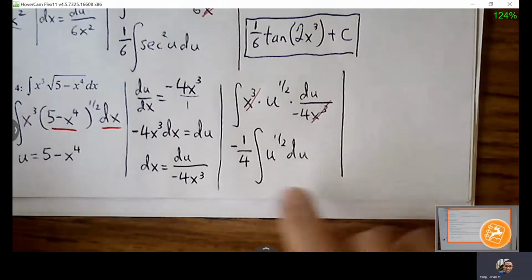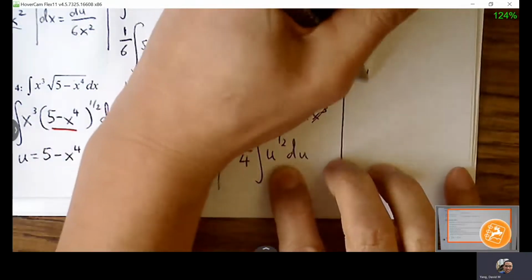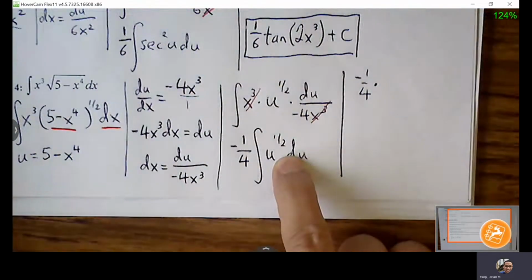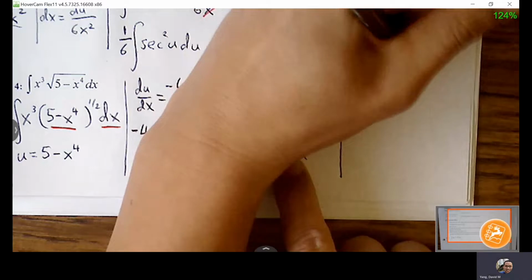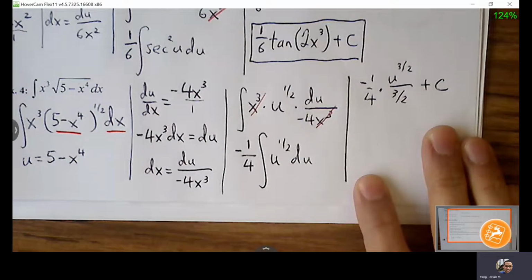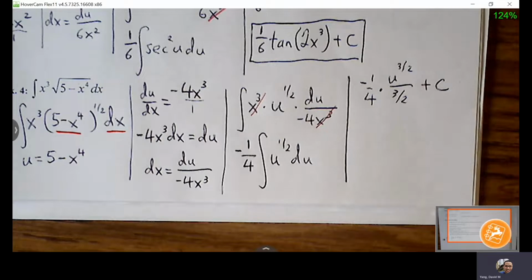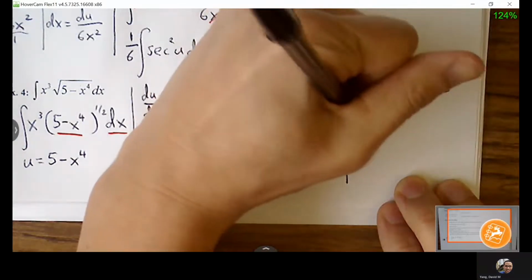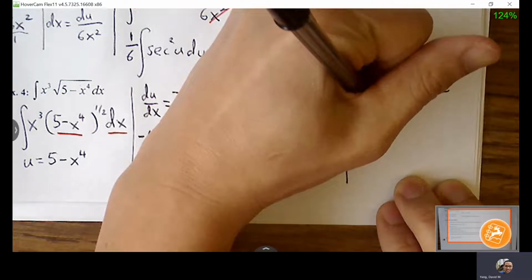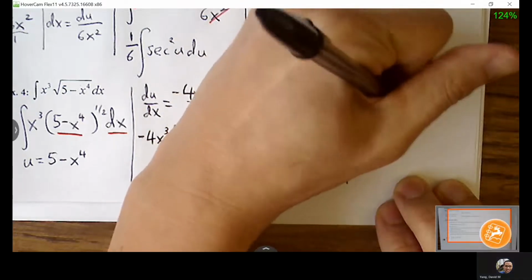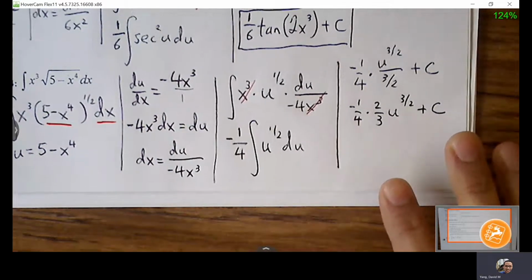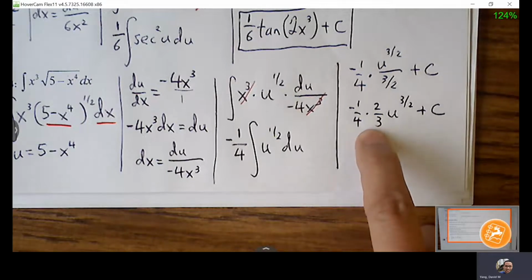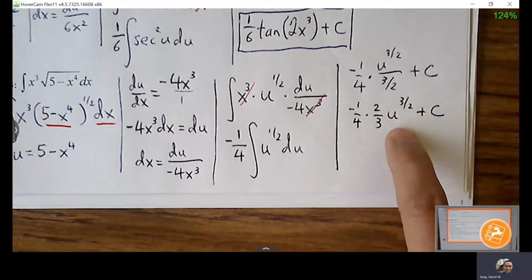Okay, so do a power rule here. -1/4 stays. U to the 1/2 becomes U to the 3/2 over 3/2, and then plus C. Let's get that 2/3 in the denominator to flip up to make it easier to clean up. 3/2 in the denominator becomes 2/3 up above. -2/12 becomes -1/6. Bring the U, bring the 5 minus x to the 4th back, and then plus C.